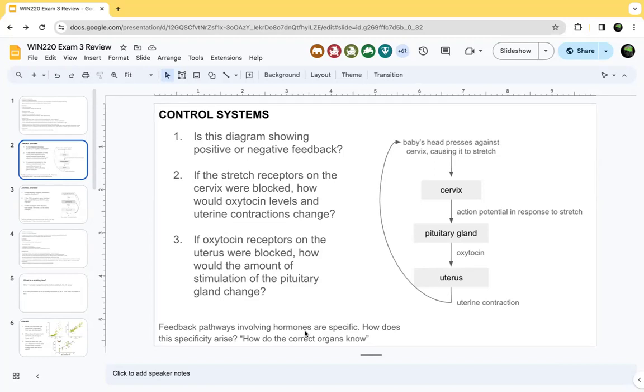It's not that the oxytocin hormone knows where it's going, right? It doesn't only travel to the uterus. It travels all over your body, but it's only going to cause a response in the tissues that have receptors for that hormone. So that's a point to note.